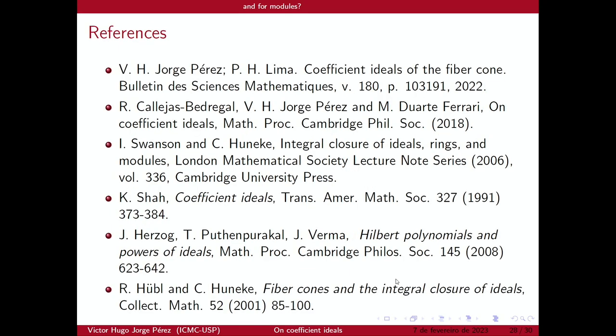I have some references about these results. I recommend these books, which I think many people know: Swanson and Huneke, Integral Closure of Ideals, is a very nice book. Shah's results about this are on the coefficient ideals of the transform ideal. Then Put, Carral and Huneke in this. We have this.